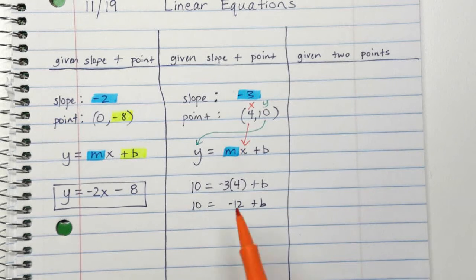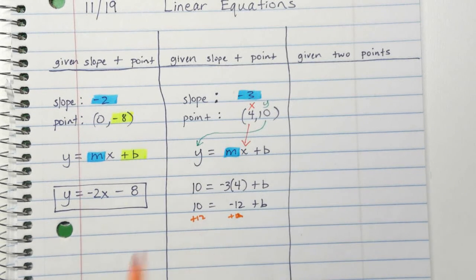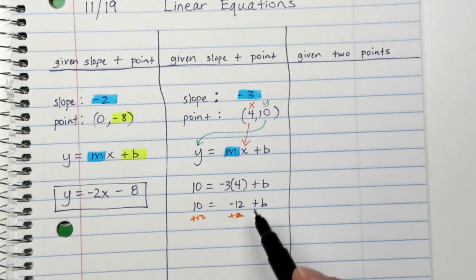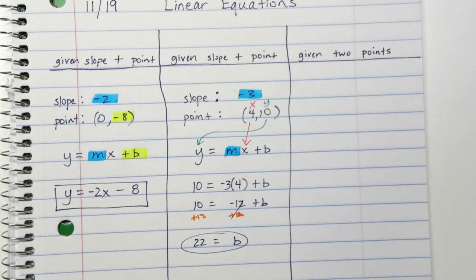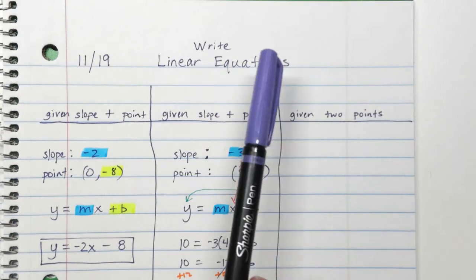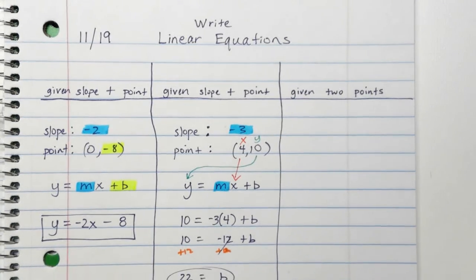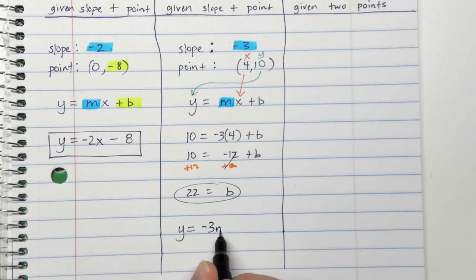You add 12 to both sides. That's the ugliest 12 I ever wrote in my whole life. And you get 22 equals b. Circle that. That's not the answer to the question. Remember, the goal is to write a linear equation in slope-intercept form. We were given the slope. We had to find the y-intercept, and we did.